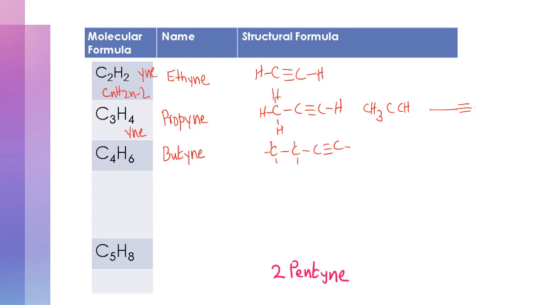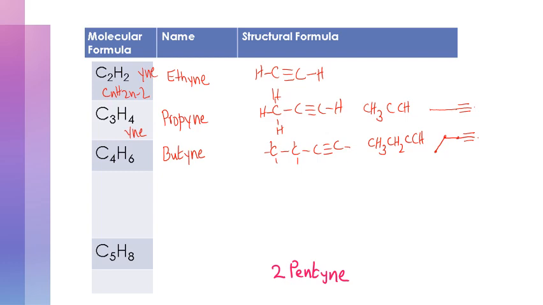How can I write the condensed structural formula? CH3, I have CH2, and one carbon here with a CH here. How am I going to draw the skeletal formula? First carbon, second carbon, third carbon, and fourth carbon. So third carbon and fourth carbon here, triple bond. So one here, two here, third carbon here, and fourth carbon here.